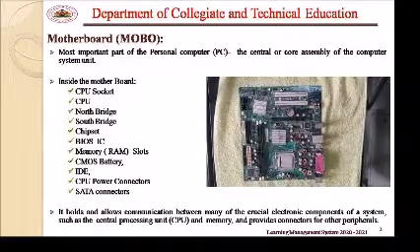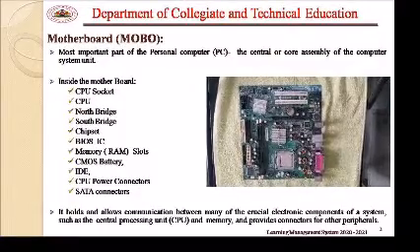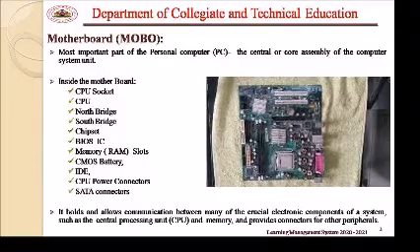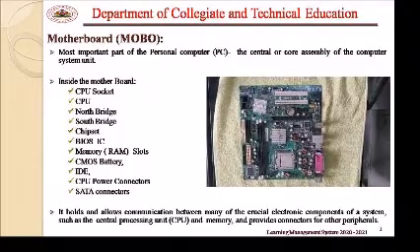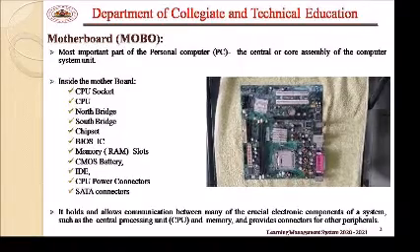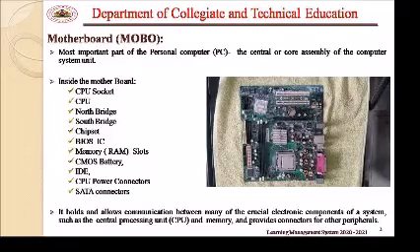Mean to say, it holds and allows communication between many of the important electronic components of a system such as central processing unit and memory. And it provides connectors for the other peripheral devices.